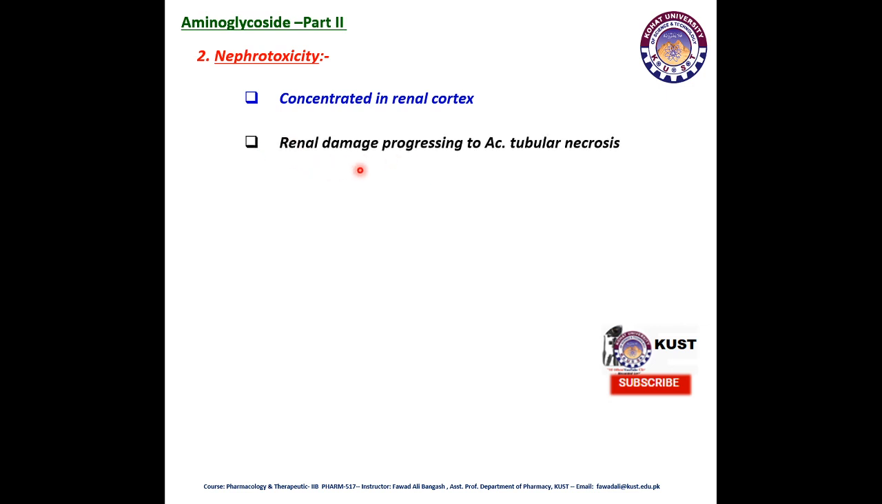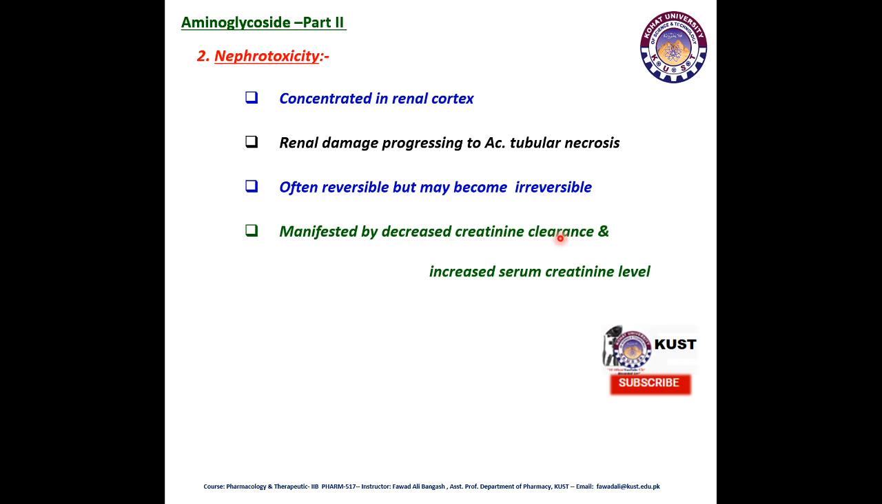Nephrotoxicity: aminoglycosides cause nephrotoxicity, considered in the renal cortex. Renal damage progresses to acute tubular necrosis. It is often reversible but may become irreversible. It is manifested by decreased creatinine clearance and increased serum creatinine level. So the renal function tests will show abnormal results, some impairment.